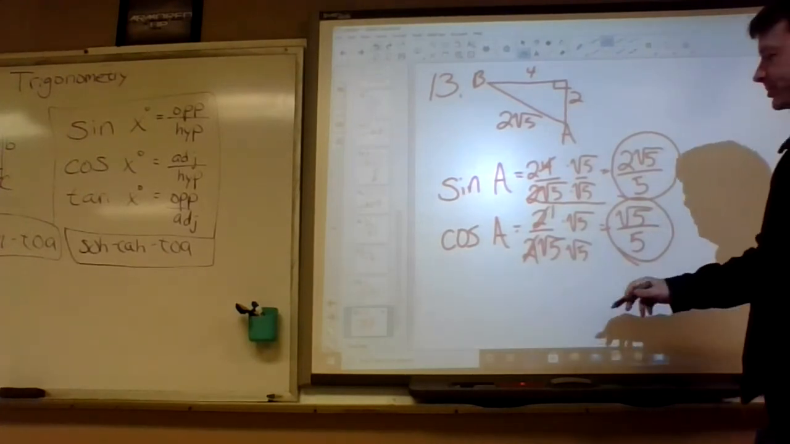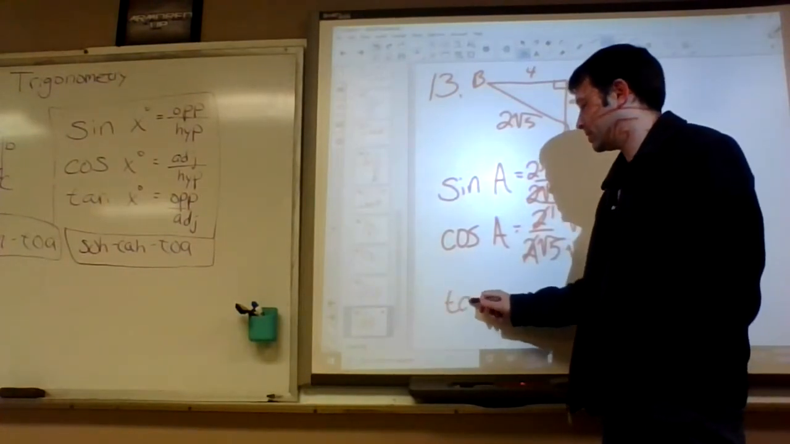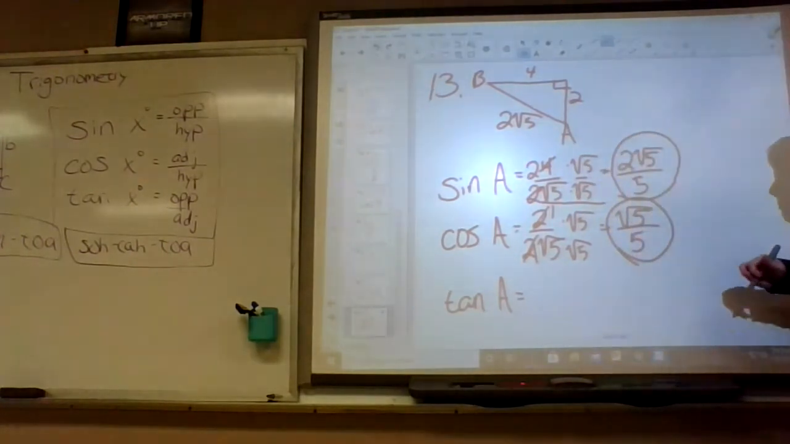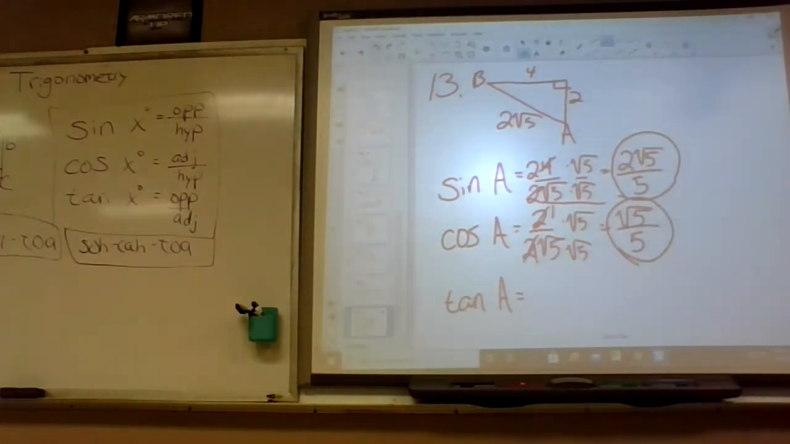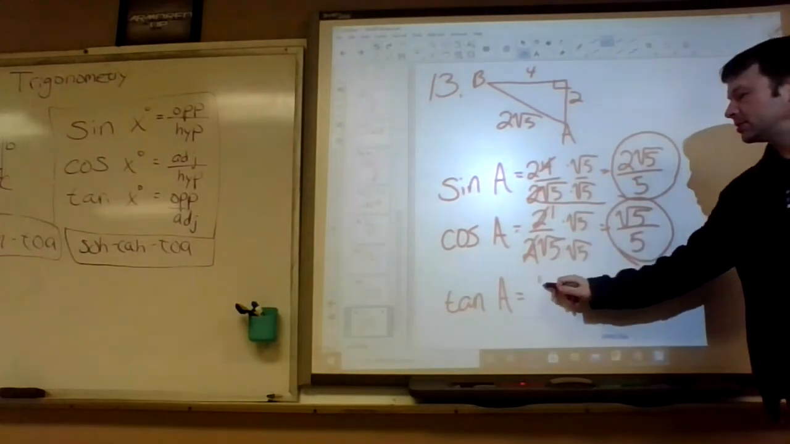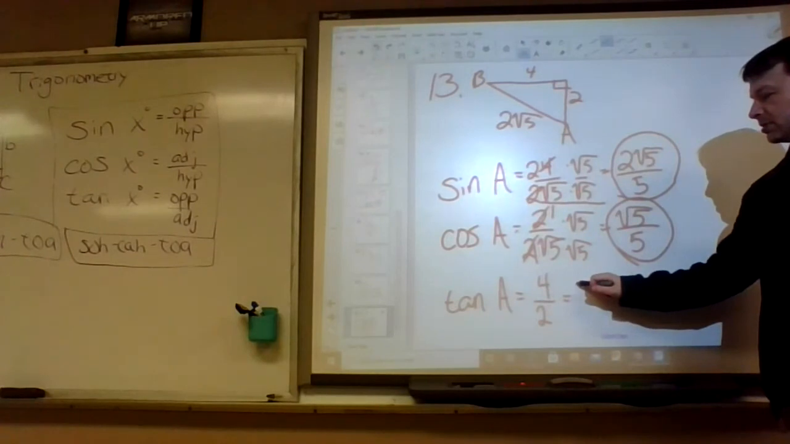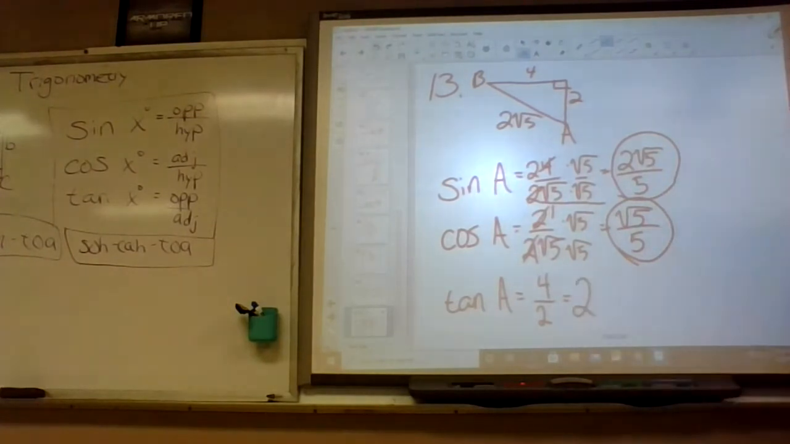Tangent. This one is much simpler. Tangent of angle A. Tangent is opposite over adjacent. So Joseph, what's opposite to angle A? And what's adjacent to angle A? Alright, and what's 4 over 2? Reduced, just 2.